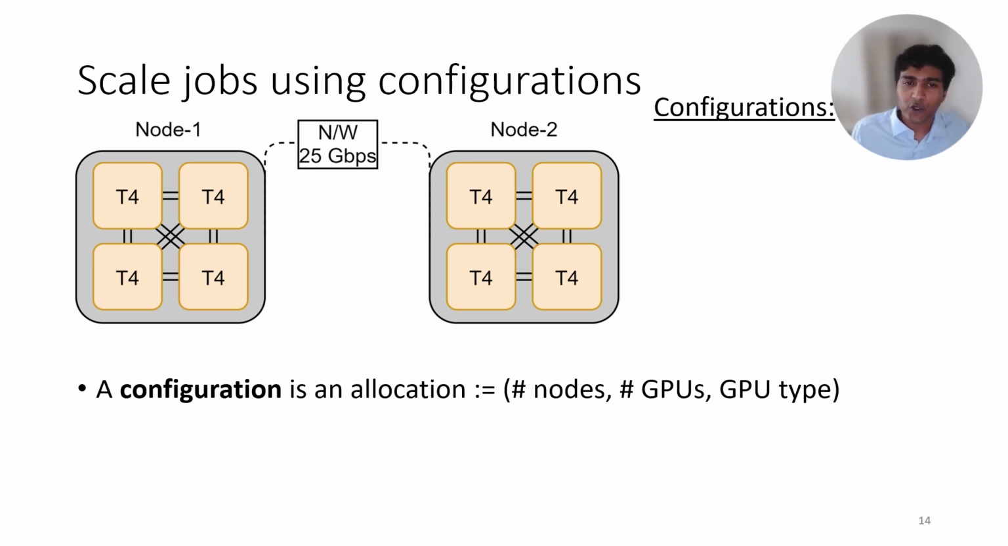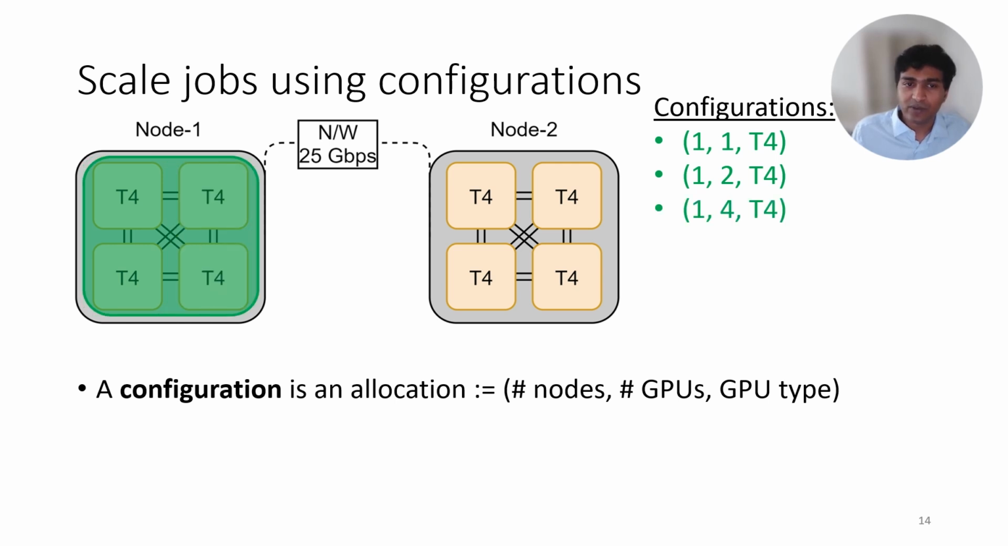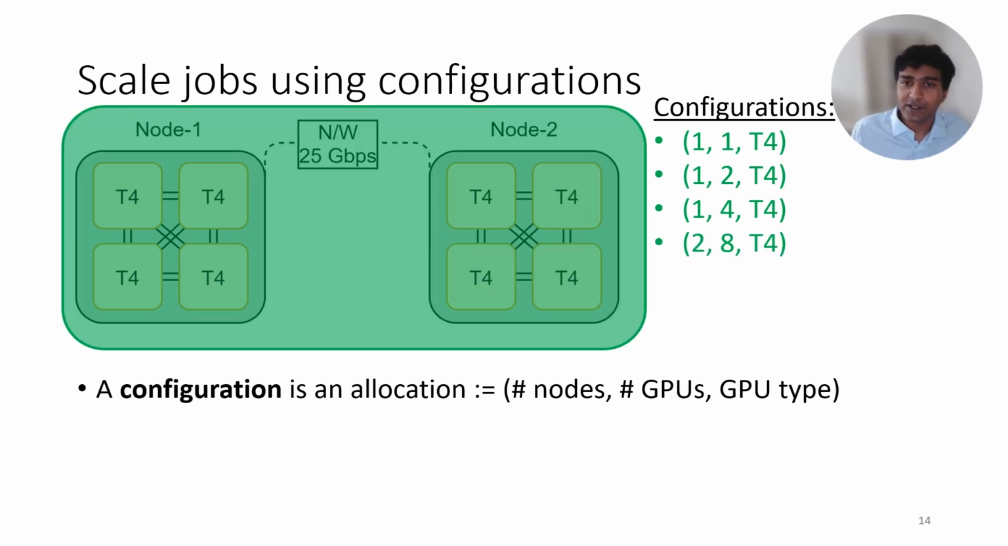Consider a toy cluster with 2 nodes, each containing 4 T4 GPUs and connected by a 25 gigabit link. For this cluster, SIA defines the following configurations within a node: 1 T4 GPU, represented as 1, 1, T4 on the right, 2 T4 GPUs represented as 1, 2, T4, and similarly 1, 4, T4 representing 4 T4 GPUs. For multi-node configurations, SIA only uses whole nodes, giving us the 2, 8, T4 configuration. Partial multi-node allocations are not allowed.